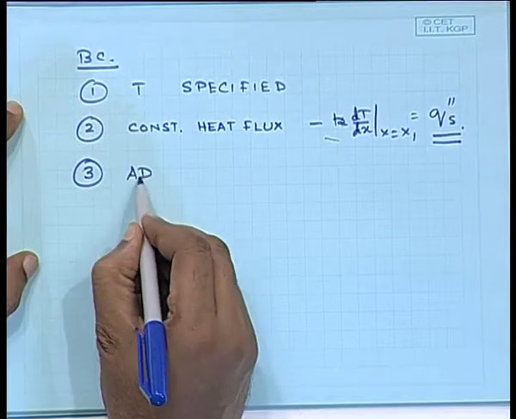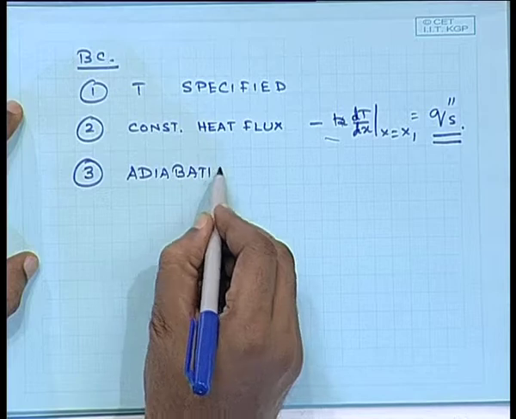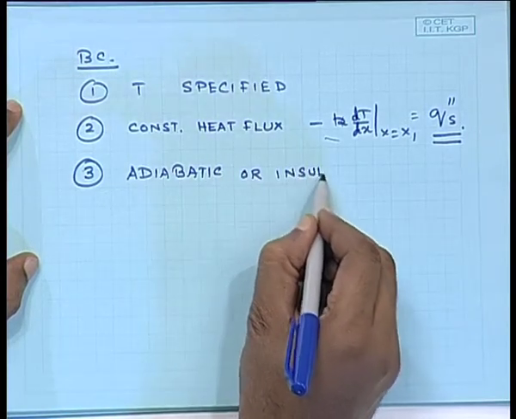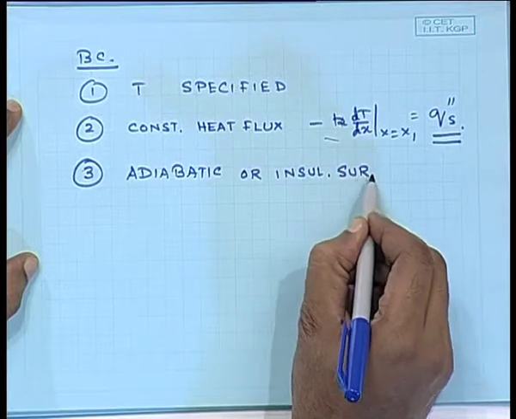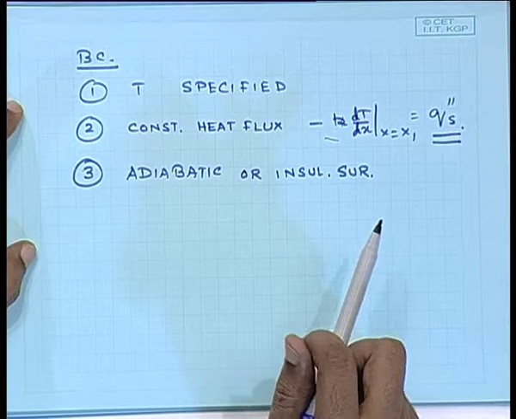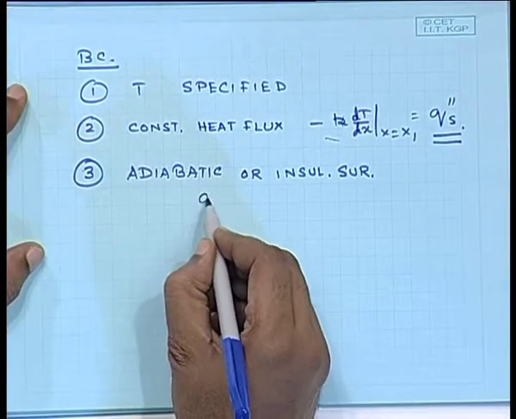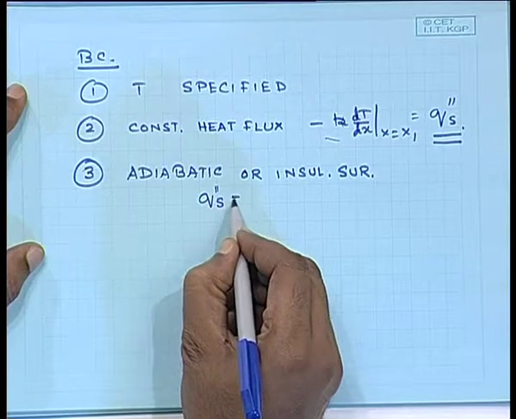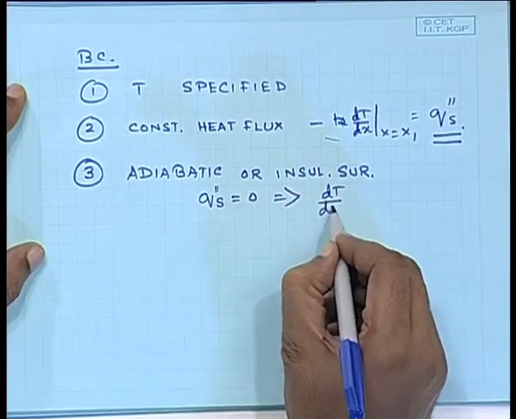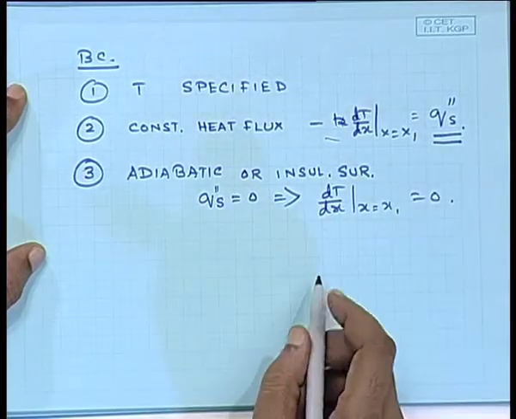The third one is an adiabatic or insulated surface. If it is an adiabatic or insulated surface, what would be the form? Heat flux is 0. So, q double prime s at that location would be 0, which would simply give you dT/dx at the specific location is equal to 0.